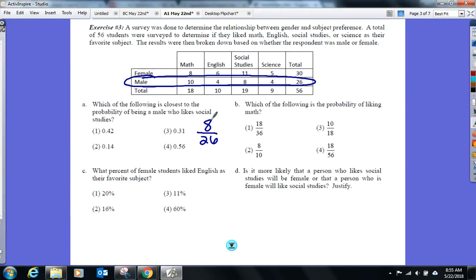What? You all right? 8 out of 26? I know, but it's in decimal form, so. Okay. No. I just said 8 out of 26, and I just want to know the decimal form. Sorry. Okay.